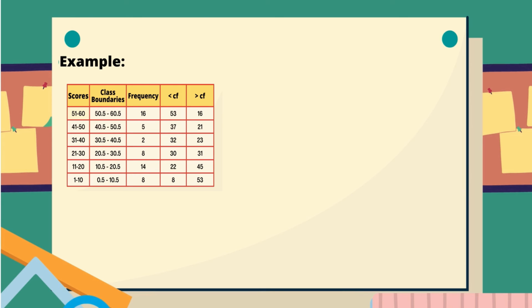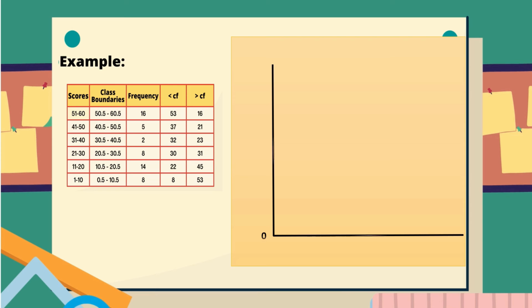To construct the greater than ogive, first, draw two lines perpendicular to each other intersecting at 0. The horizontal line is the x-axis and the vertical line is the y-axis. Along the horizontal axis, choose the uniform width of bars and write the lower class boundaries. We have 0.5, 10.5, 20.5, 30.5, 40.5, and 50.5.